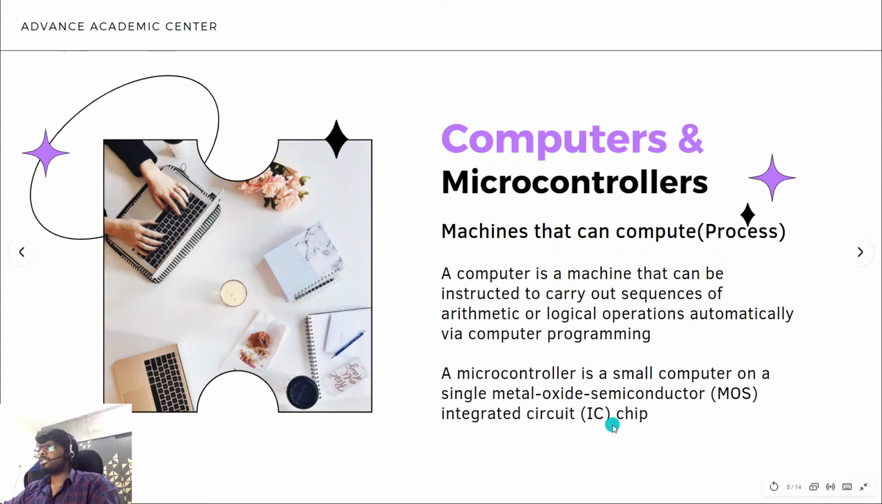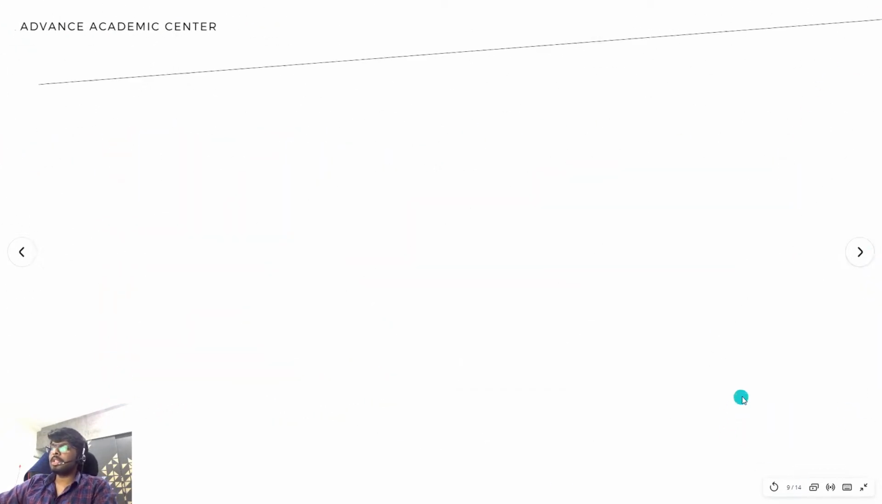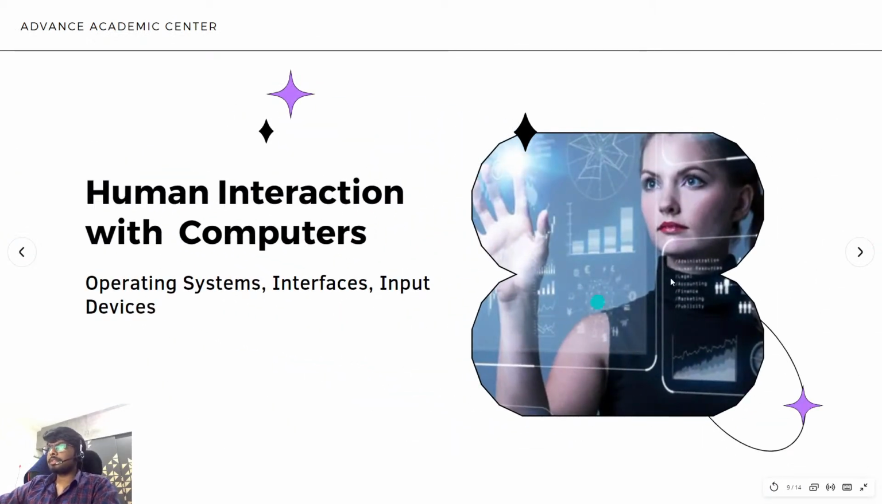So coming to the definition, a microcontroller is a small computer on a single metal oxide semiconductor integrated circuit chip. I think you guys already know what a metal oxide semiconductor is. So that's the definition of a microcontroller. Now let's get into the other slides.